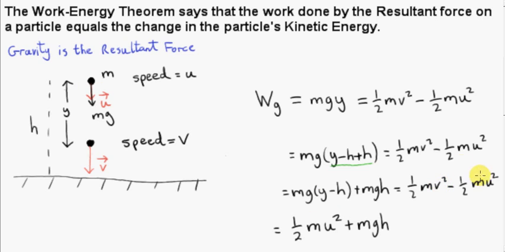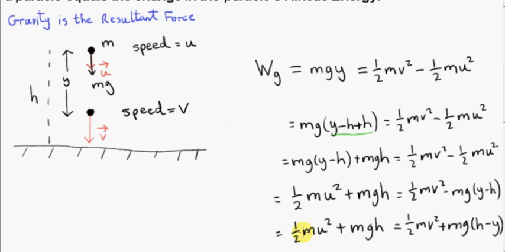Okay, so I've added a half mu squared to both sides. So we've gotten rid of this term. But now I want to subtract this term from both sides. So we get rid of it on the left hand side. If we subtract it from both sides, on the right hand side we have mg minus mg times y minus h. So now you see we have the sum of the kinetic and potential energies of the particle when it's at height h above the reference level.